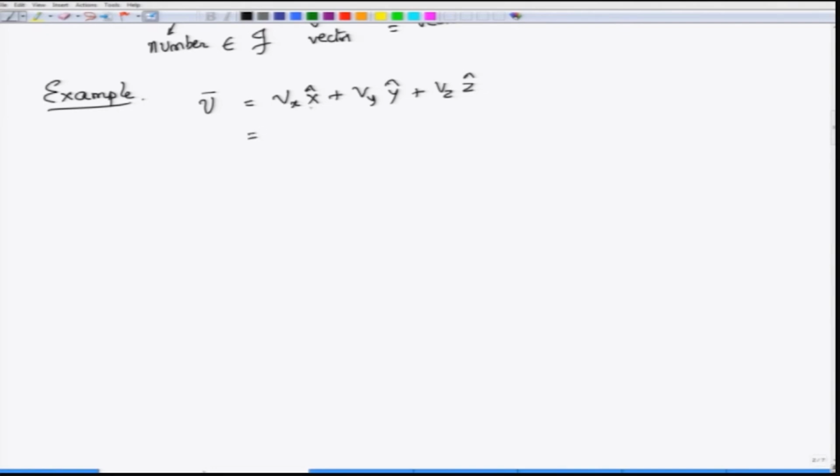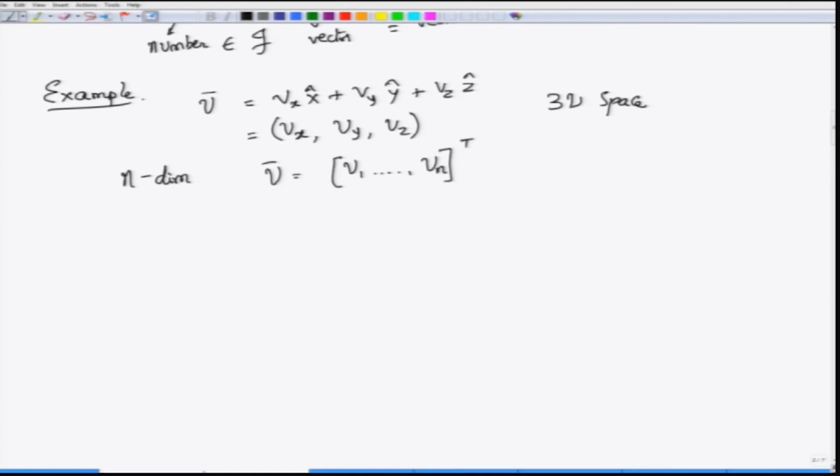Alternatively, I know that x hat, y hat and z hat are fixed, they are not changing if I have the coordinate system fixed. Then in place of x hat, y hat and z hat, I can simply give the numbers Vx, Vy and Vz, and I will be able to uniquely specify the vector V. This is in the 3-dimensional space. Why is it 3-dimensional? Because 3 numbers are required to specify the vector V. Now, I can go to n-dimensional space by saying that every vector in this n-dimensional space must be specified by n numbers.